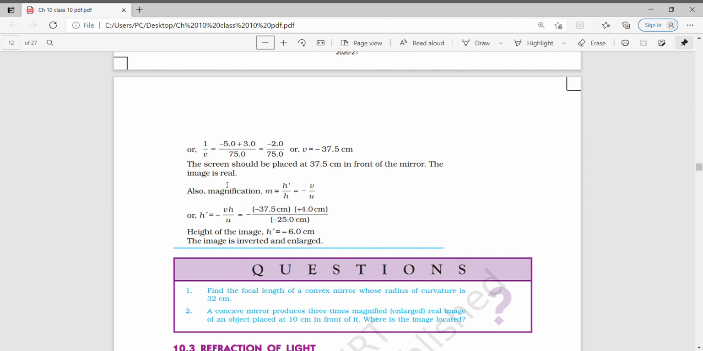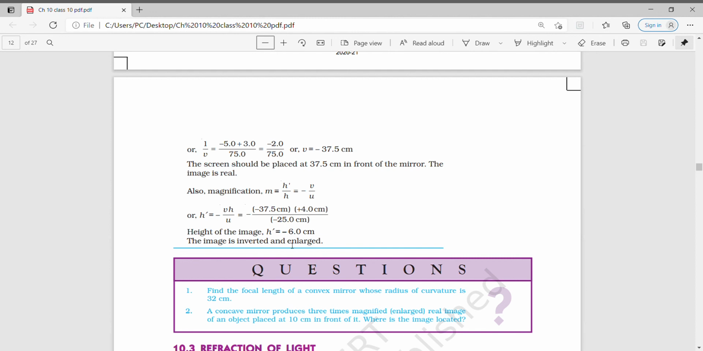And in another way, we can confirm that it's a real image. How can we do this? We can find magnification. So magnification is h dash upon h, and this is equal to minus v upon u. From there you can calculate h dash, it is equal to minus 6 centimeter. By putting values you can solve it. Since h dash is negative, it means it is formed below the principal axis. So if an image is formed below the principal axis, it means it is a real and inverted image, and it is bigger in size.